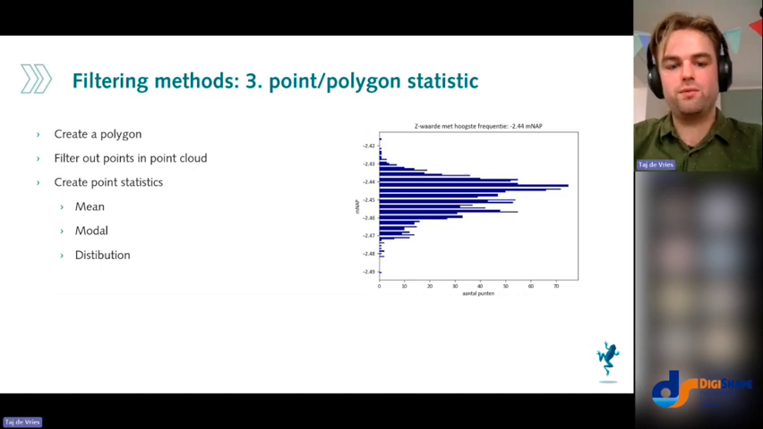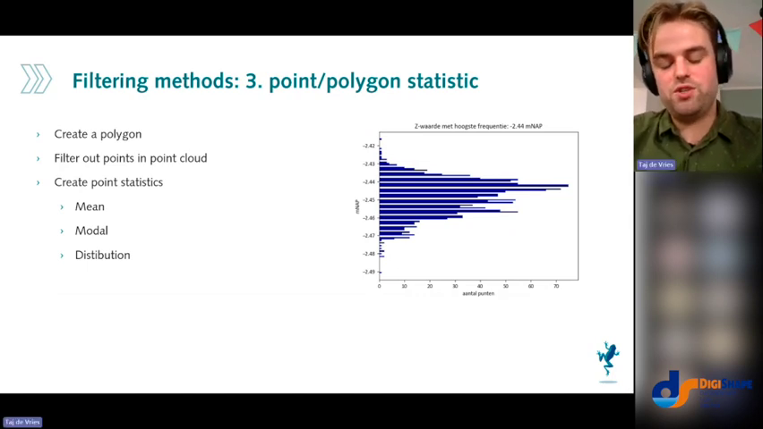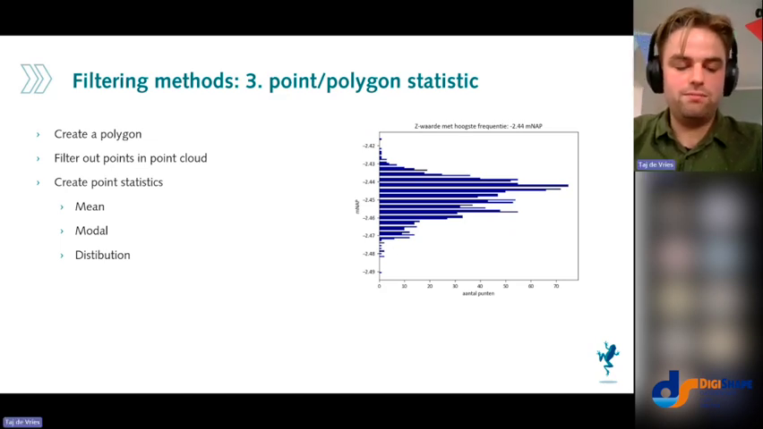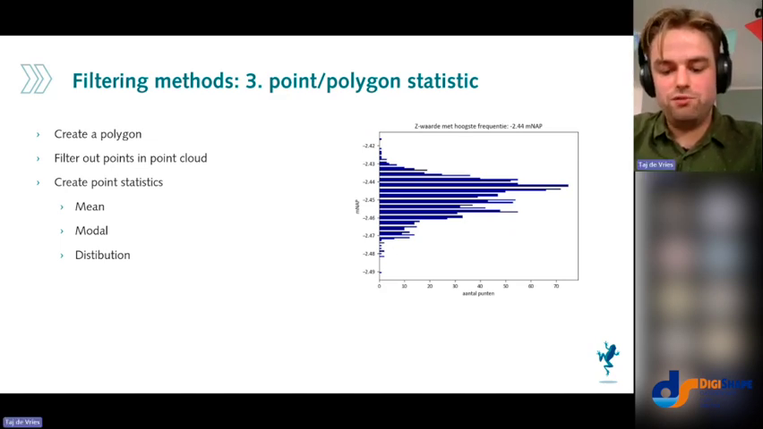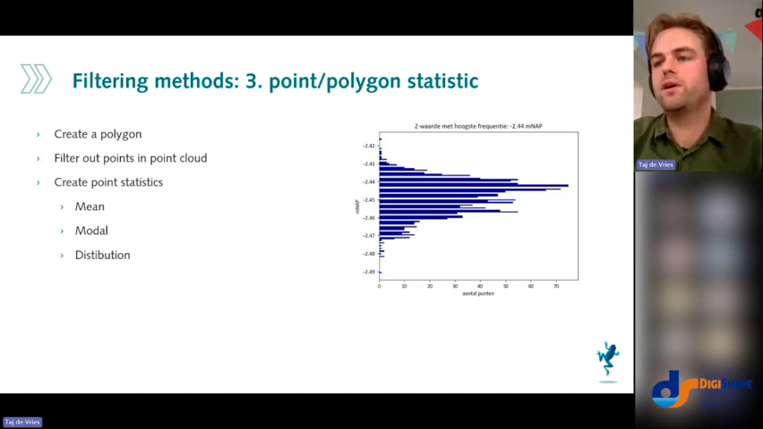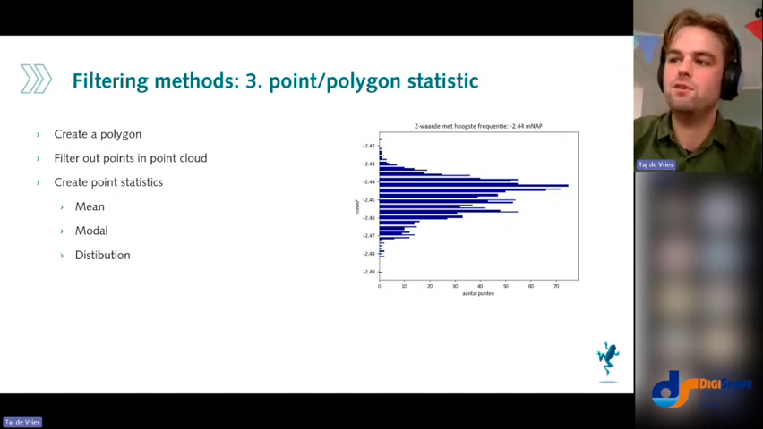The third method is that we can create a polygon and only filter points that are within the polygon. This is especially handy if you don't want to process all the data at once, but just want to get a sense of some points in your waterway or an area. We create a polygon, then filter points like we did in the initial filtering, and we create statistics about this polygon that we have made.